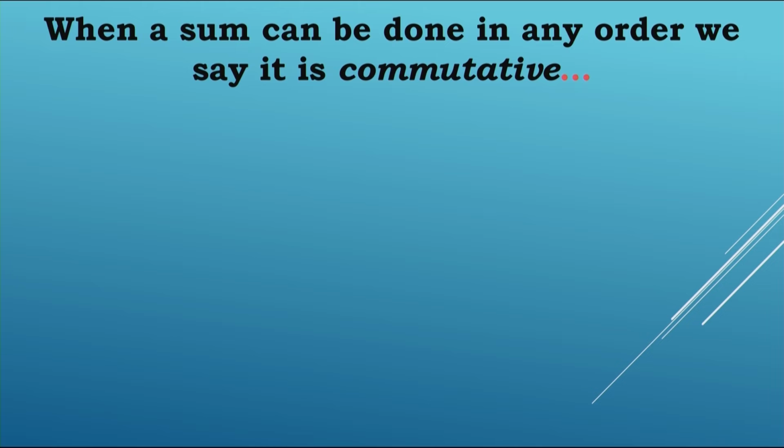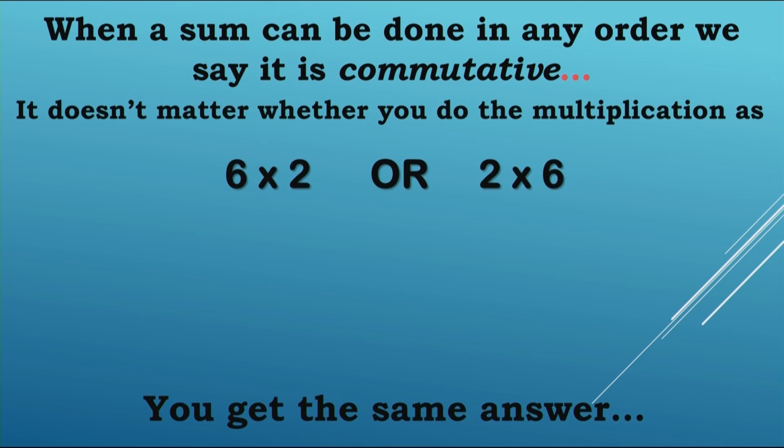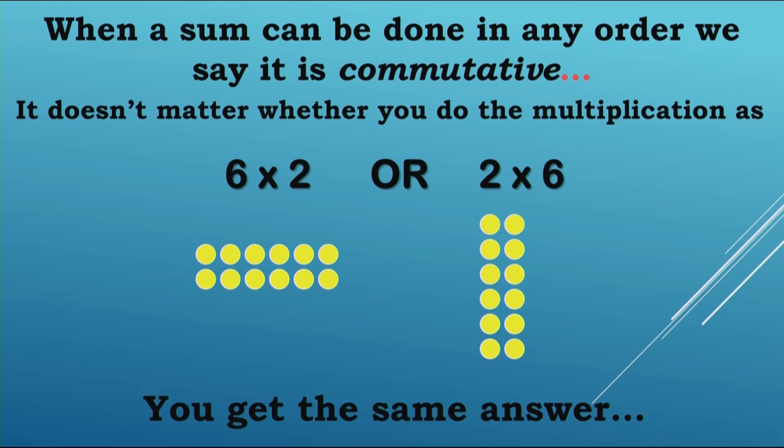So, when a sum can be done in any order, we say it is commutative. Please, children, don't panic. This word is not too big for you to learn, but as you grow older, going to S1, S2, you are going to learn about this word, commutative. And for parents, this is another vocabulary in terms of their learning. Now, it doesn't matter whether you do the multiplication as 6 multiplied by 2 or 2 multiplied by 6, you get the same answer. And you can see again how it is all set in the slide here.